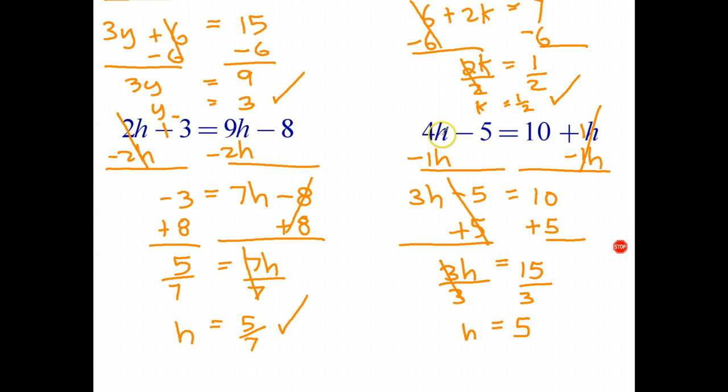Okay, this one we can check. 4 times 5 is 20. 20 minus 5 is 15. And 10 plus 5 is 15. So we do get 15 equals 15. And that's the correct answer. Okay, in the next video, we'll do some more equations like this, but they have an extra little twist in them.